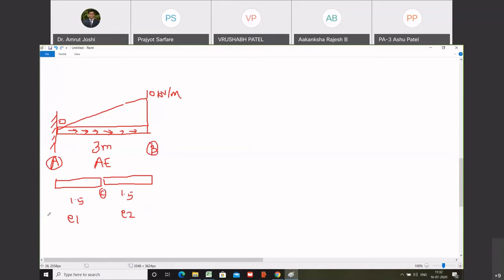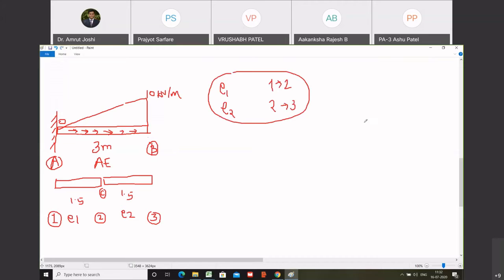Now this point A, I will denote it by node number 1. This is node number 1. This is node number 2. And this is node number 3. So element E1 runs from node number 1 to node number 2. This is nodal connectivity. Are you with me? Element number 2 is from node number 2 to node number 3. This is called the nodal connectivity of the elements. Is it understood? Okay. So if this much is understood, we will proceed further.